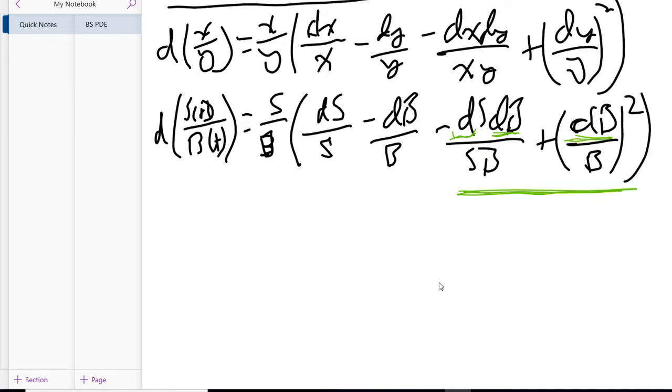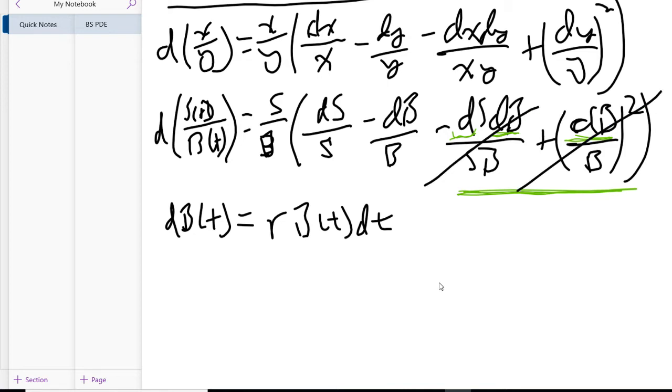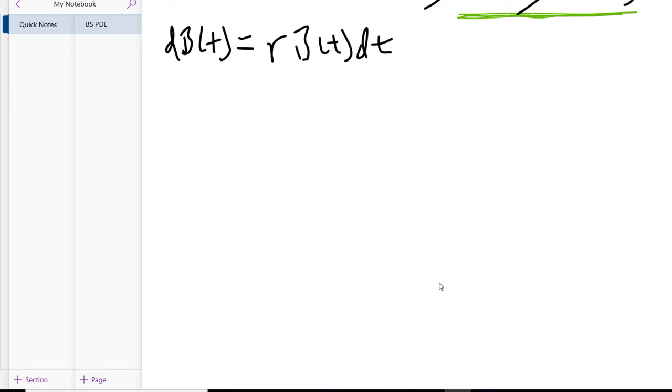And likewise here, if you recall, dbt is given by r bt dt. So squaring that, you're going to have a dt squared term, which is, again, essentially 0, so it drops out. So that means that these two terms completely drop out. So, with that in mind, let's start to actually work through that.